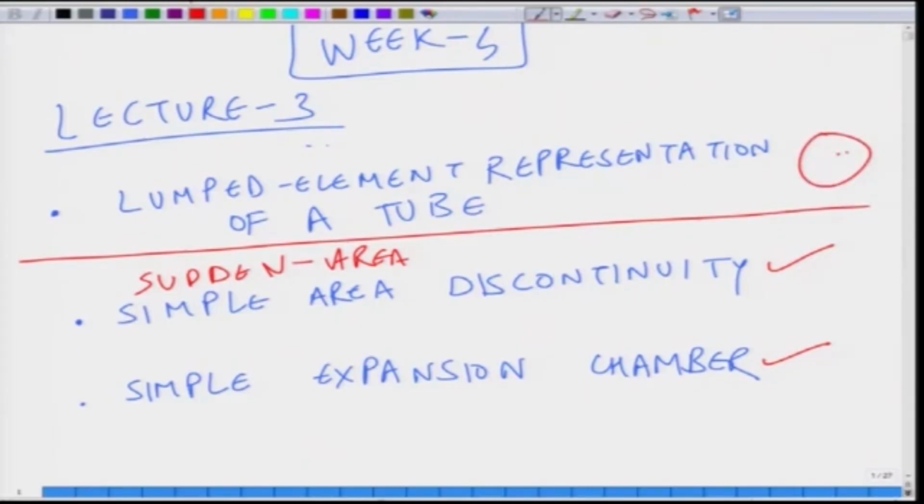So, let us start off with this thing, and the idea is to basically discuss different implications of the lumped system analysis that is basically valid at low frequencies, and how we represent that through an electroacoustic circuit or electroacoustic analogy, and how this is applicable to your sudden area discontinuities and so on. So, we will build a continuity from there.